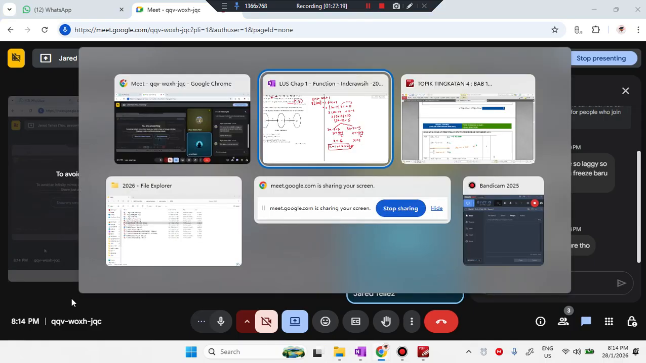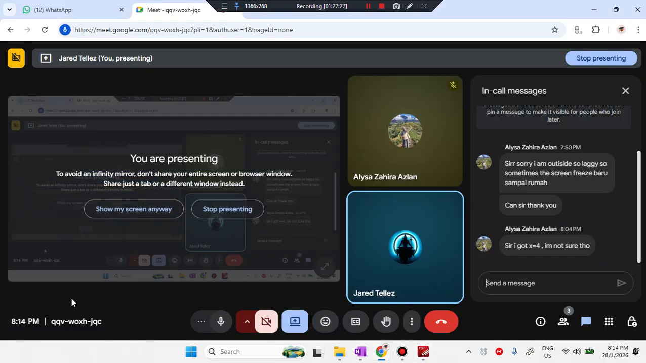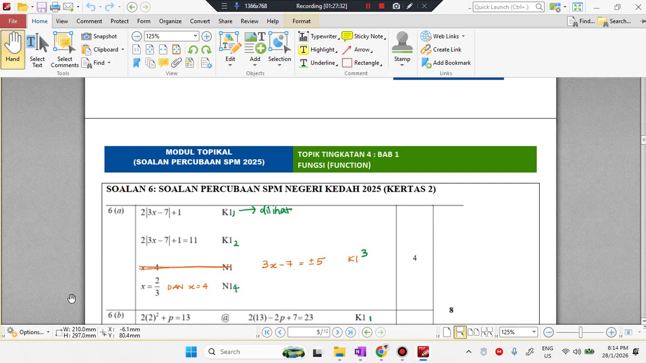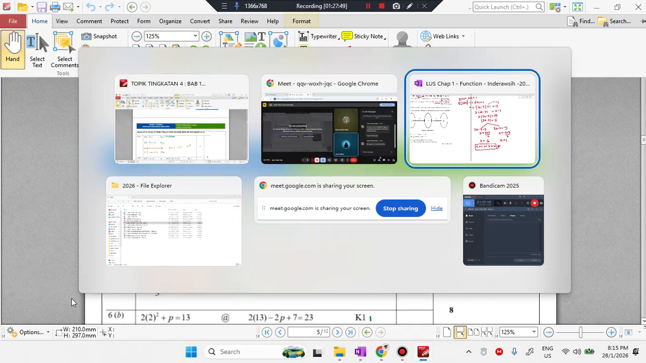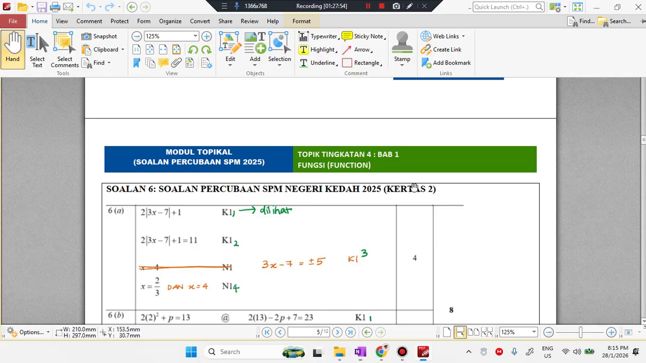Okay, our substitution is correct. 3x minus 7 equals plus minus 5, that's correct. 3x minus 7 equals plus minus 5, right? So can you see? Your third mark is there. And then how did they get the... Maybe we did the wrong calculation, is it? Oh yeah, I went and divided by 2 lah guys. Divide by 3, right? Ayo. Divide by 3 lah. Sorry.